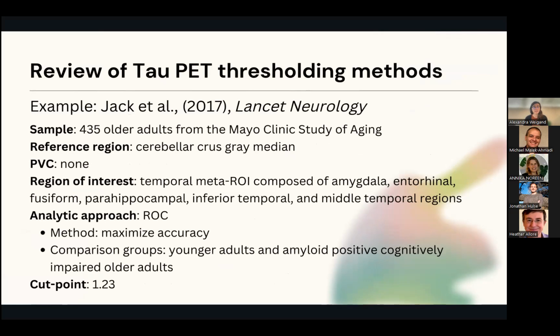The region of interest was a temporal meta region of interest composed of the amygdala, entorhinal, fusiform, parahippocampal, inferior temporal, and middle temporal regions. So kind of a composite of temporal regions. The analytic approach they used was ROC curves, maximizing accuracy with the comparison groups of younger adults and amyloid positive cognitively impaired older adults, resulting in a cut point, an SUVR of greater than 1.23.